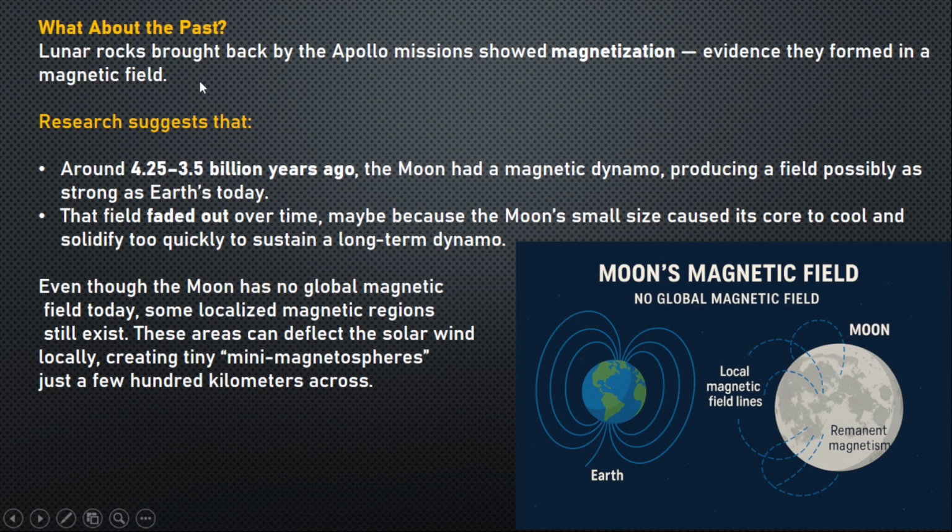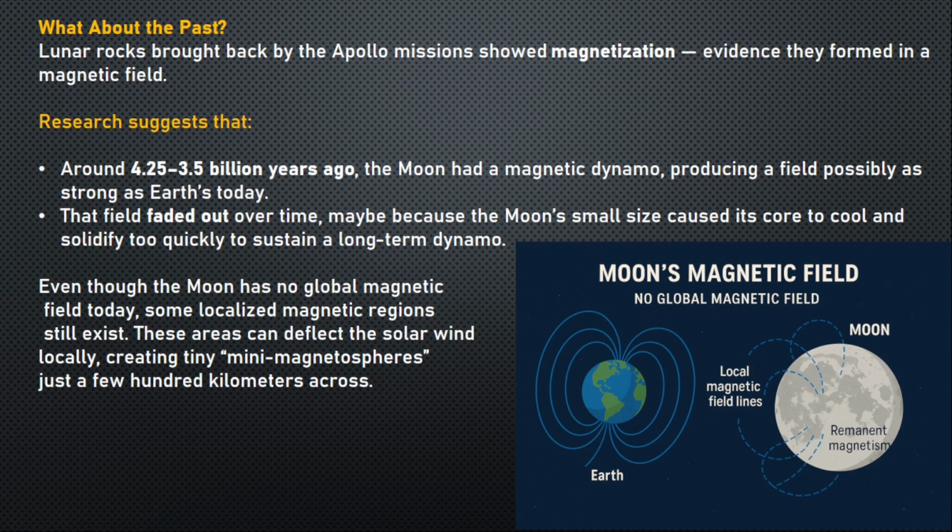Now, lunar rocks brought back by the Apollo mission astronauts displayed some magnetization, which is evidence they formed in a magnetic field. So it means the moon was once in a magnetic field. Research also suggests that around 4 to 3 billion years ago, the moon had a magnetic dynamo producing a field possibly as strong as Earth's today. But that field faded out over time, maybe because the moon's small size caused the core to cool and solidify too quickly to sustain a long-term dynamo. So that is why, because of the small size.